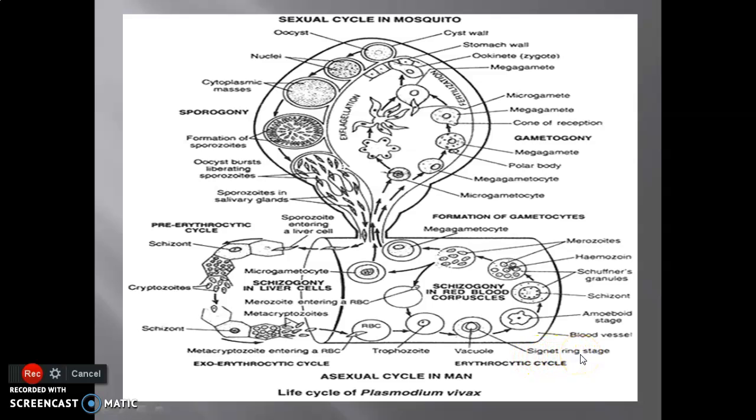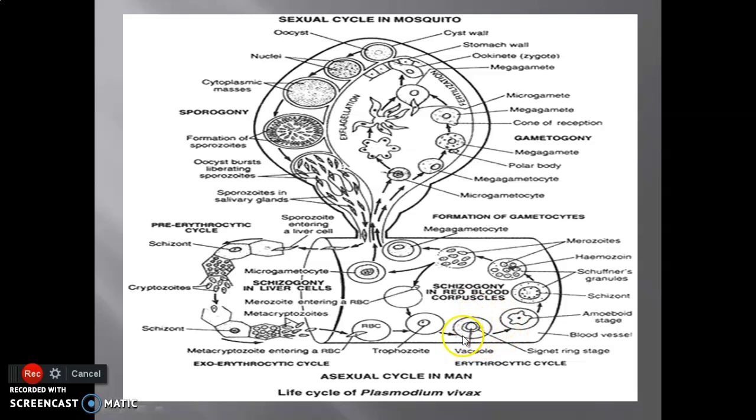After entry into the RBCs, it is turning into trophozoite. Trophozoite undergoes changes, trophozoite undergoes divisions, and that forms vacuole. Due to vacuole, formation of ring-like structure, and a stage is called as signet ring stage.